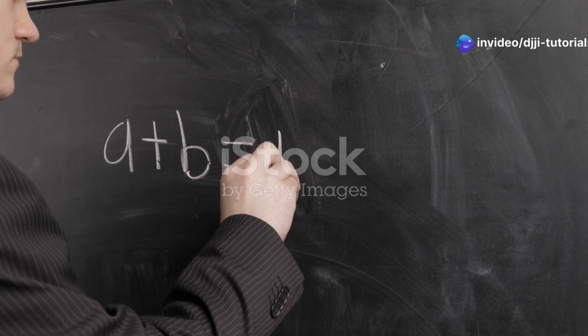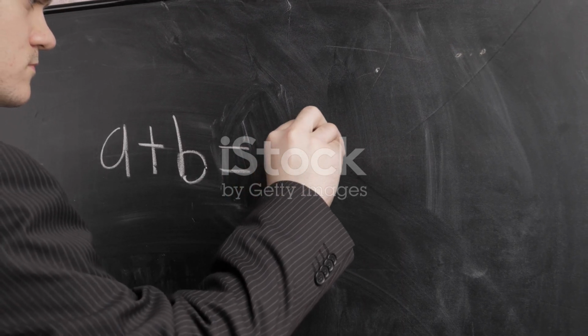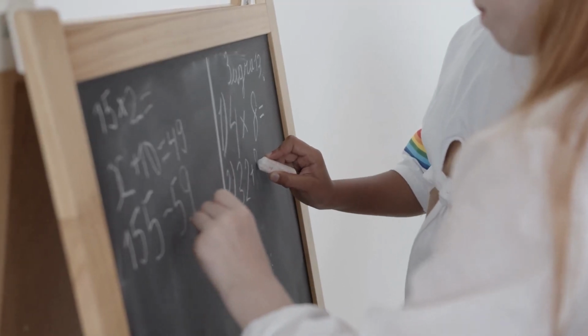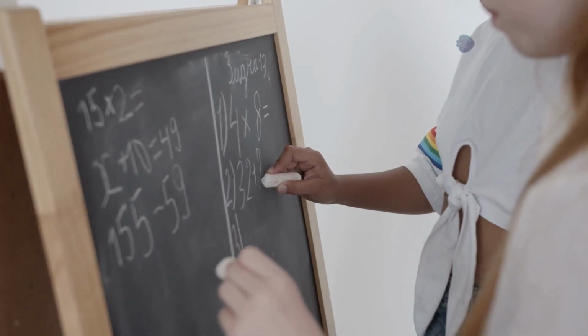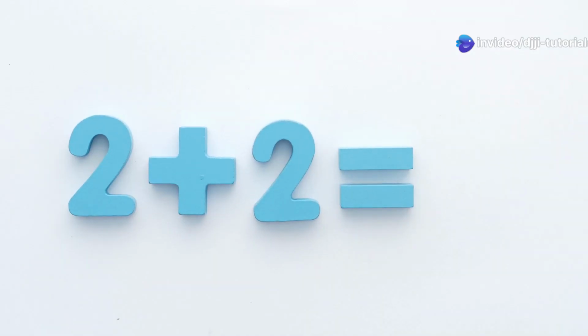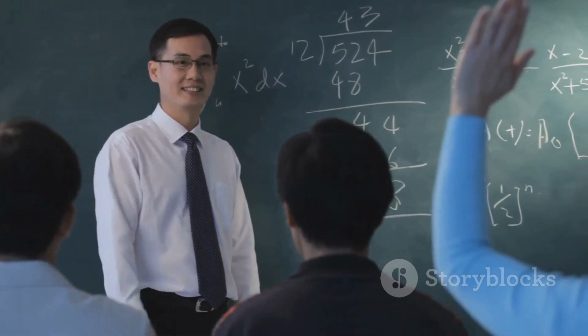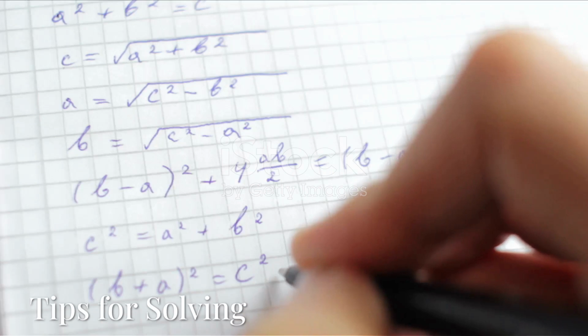The key difference between expressions and equations is that an expression is a mathematical phrase, while an equation is a statement of equality between two expressions, using an equals sign. For example, 2x plus 5 equals 11 is an equation because it states that the expression 2x plus 5 is equal to the number 11.